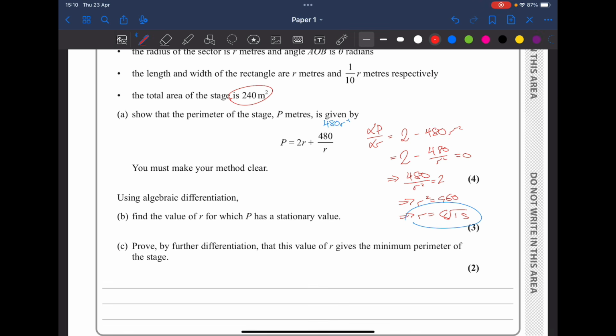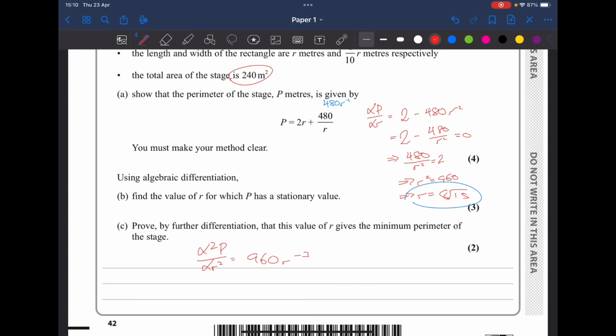We will have a look at part C. So prove it is a minimum. To do that, we want to find the second derivative. So d2P/dr squared, differentiating this thing. So the 2 will go. The r to the minus 2, minus 2 comes to the front, so we'll have positive 960 r to the minus 3.